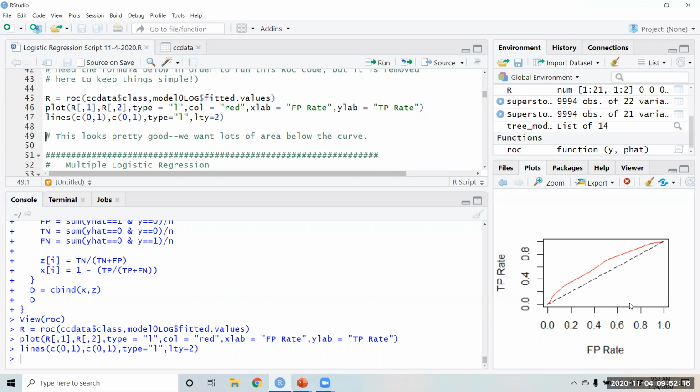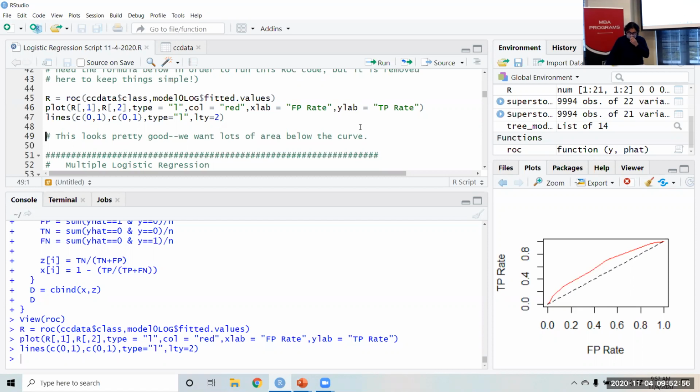Can you explain how you want lots of area below the curve? Yeah, so this red line is what we're talking about when we're talking about the curve itself. And so what we want to see is area underneath that red line. And what does that mean? That means that we have more true positives relative to false positives, right? Ideally, we would never have more false positives than true positives. So you'd never see the curve underneath the randomness line, but it might be very close to it.